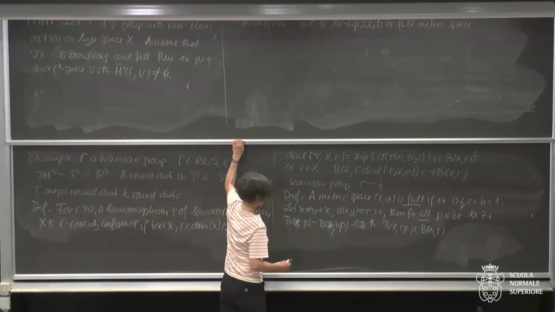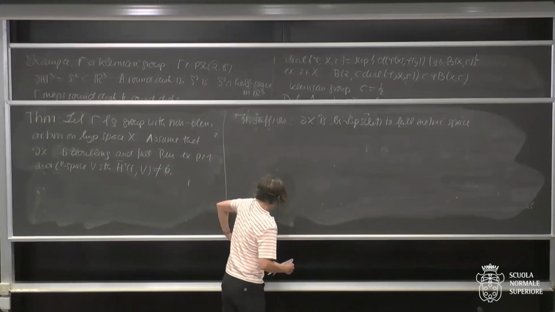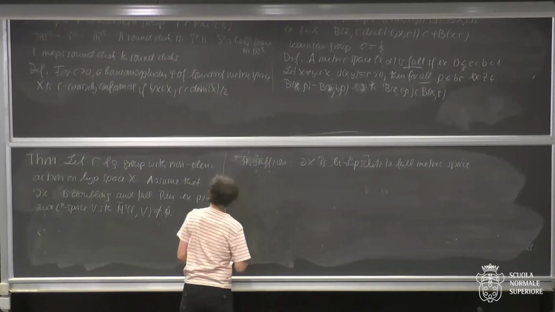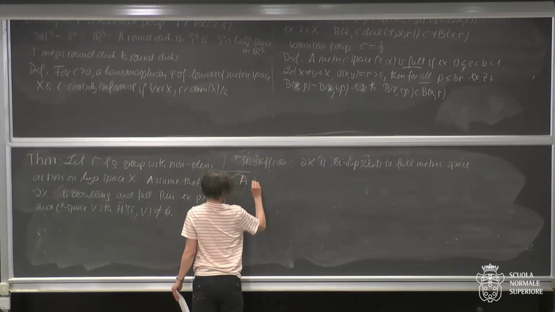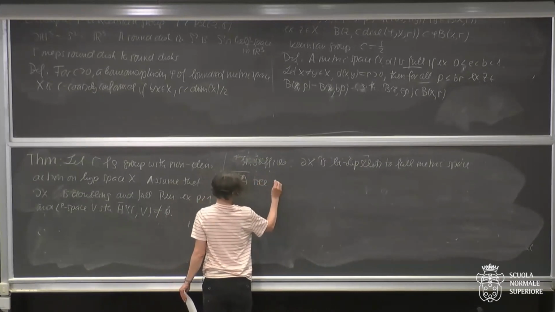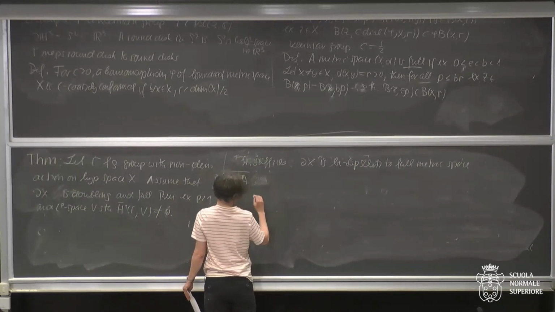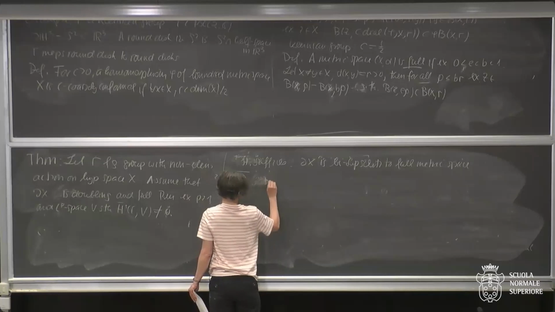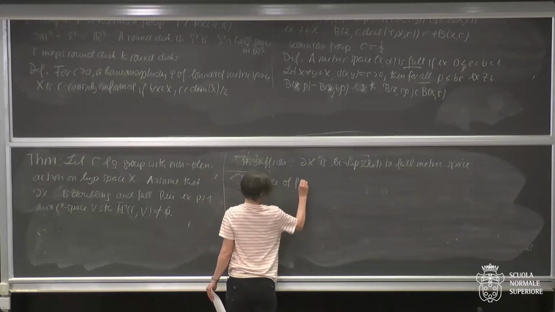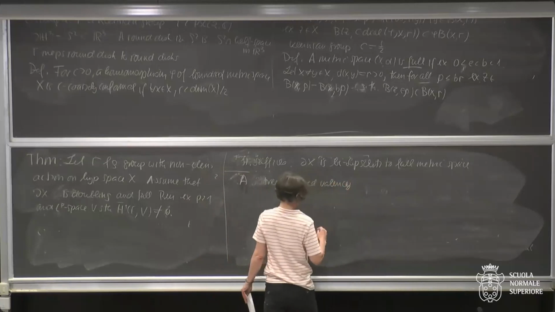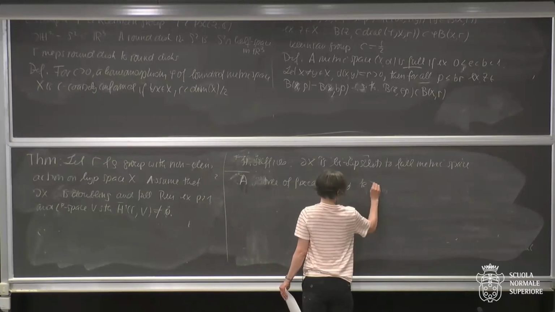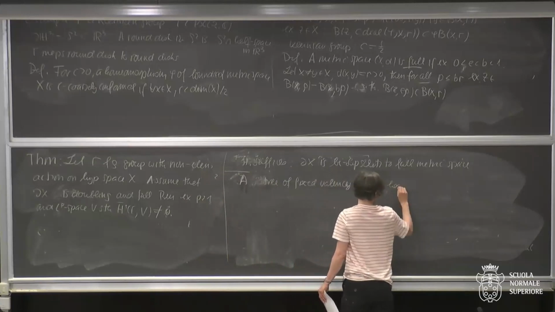But before, let me give you examples of spaces which have this fullness property. So, a tree of fixed valency. So every vertex has the same valency, say k bigger or equal than 3, has a full boundary.